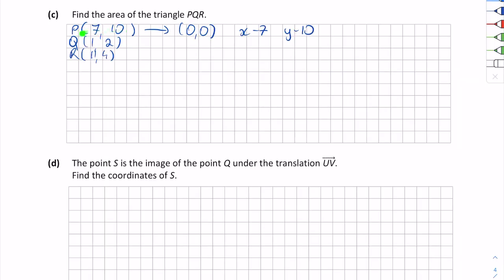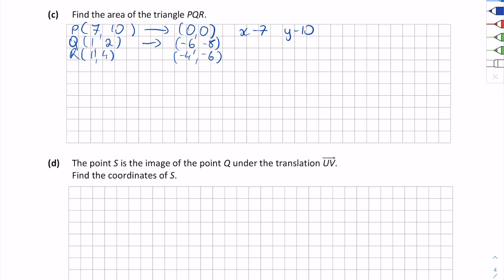Next, we're going to translate this triangle so that vertex P is at the point with coordinates 0, 0. So to get this translation, we have to take 7 away from the x-coordinate and then take 10 away from the y-coordinate. So let's apply this to the remaining 2 points. If we apply this translation to Q, the coordinates will be minus 6 and minus 8. And if we apply this to the third point, the coordinates will be minus 4 and minus 6.